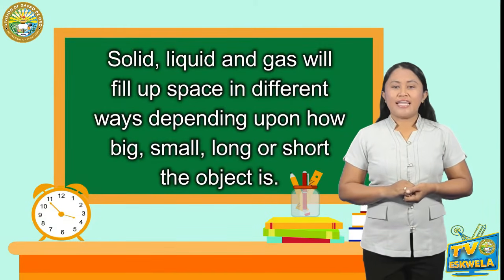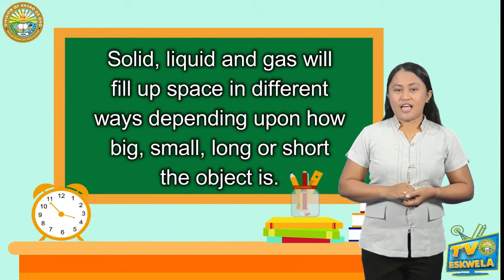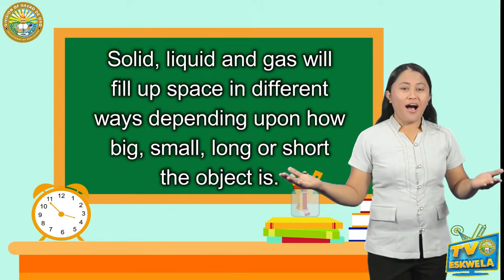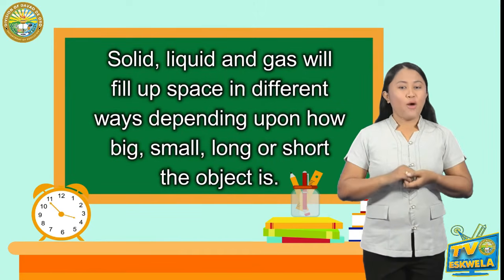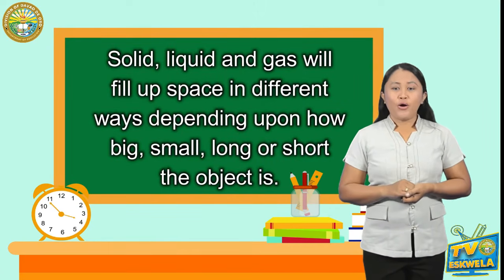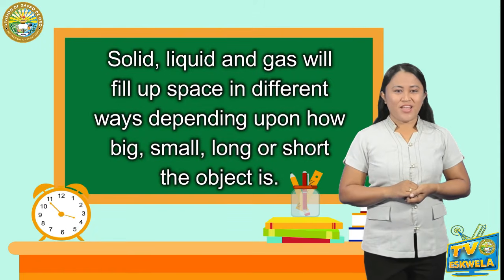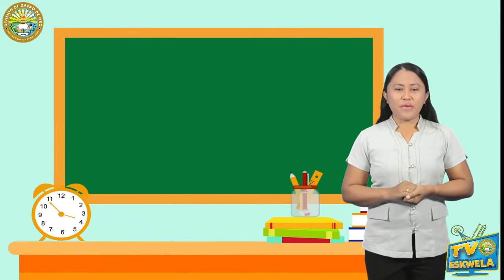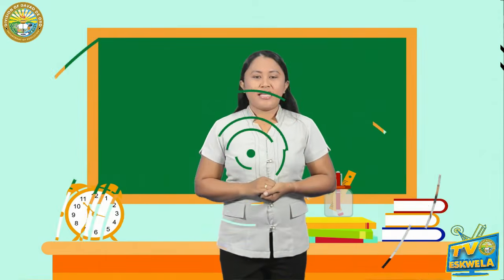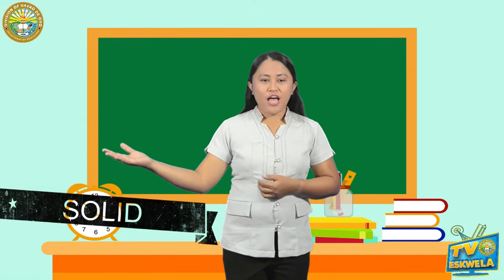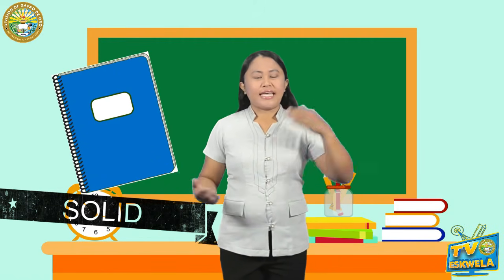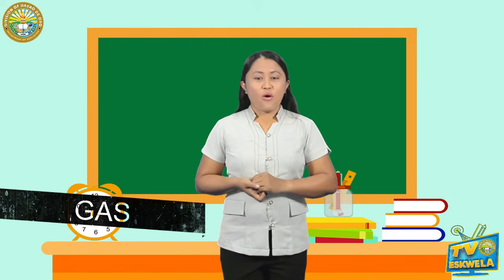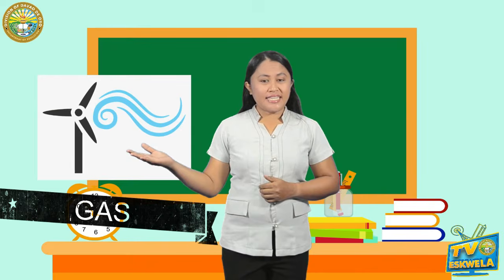Solid, liquid, and gas fill up space in different ways depending upon how big, small, long, or short the object is. All right! Now, there are some examples. In solid, we have notebook. In liquid, we have water. And gas, we have the air or wind.